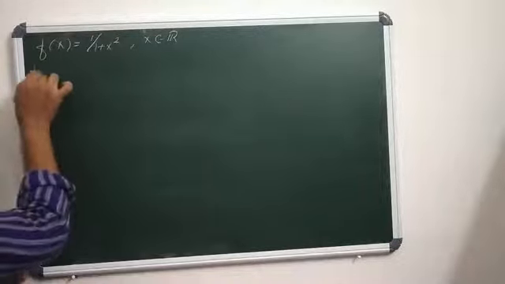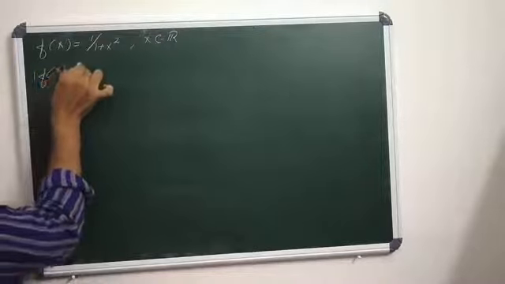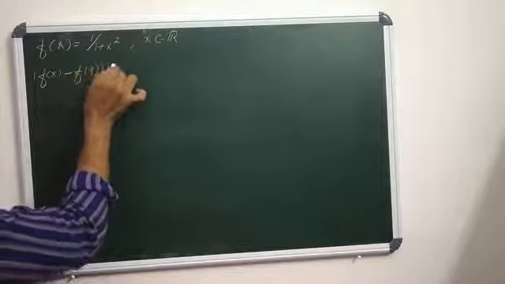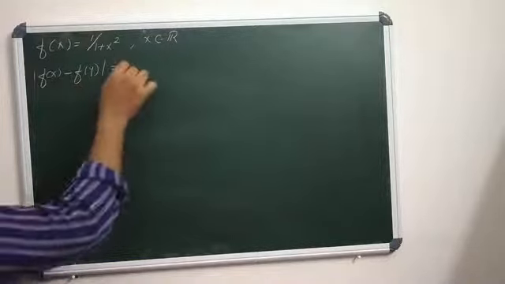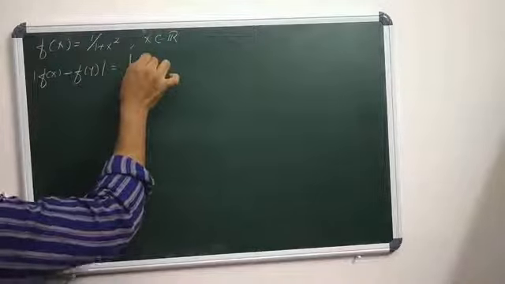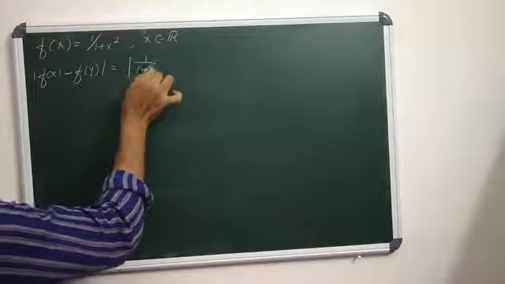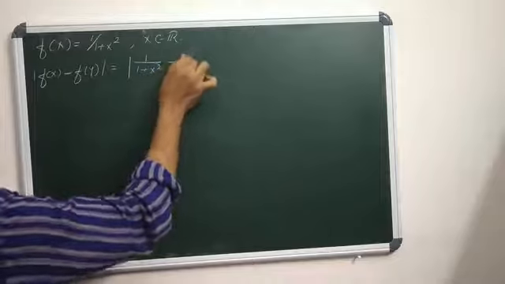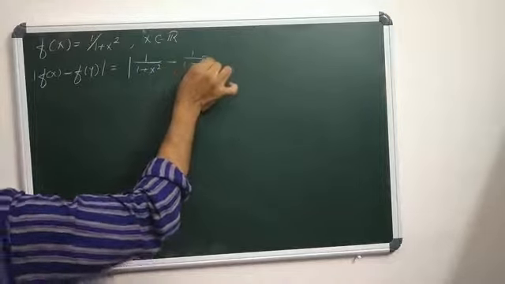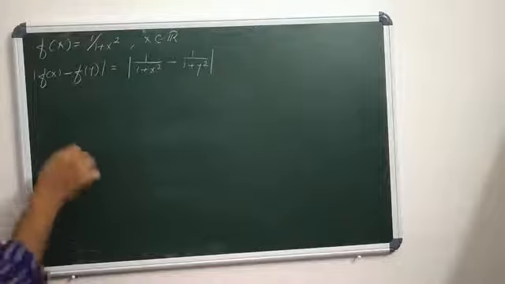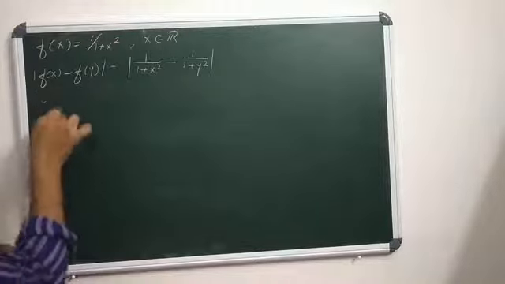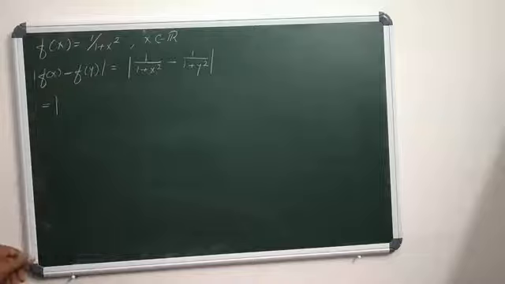So what about the modulus of f of x minus f of y? Modulus of f of x minus f of y is modulus of 1 by 1 plus x square minus 1 by 1 plus y square, equals modulus of 1 by 1 plus x square minus 1 by 1 plus y square.